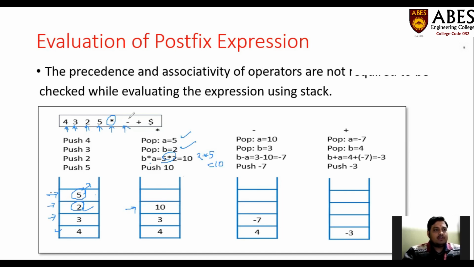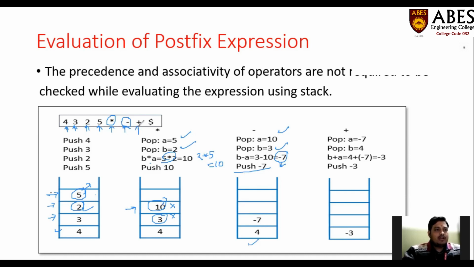Now again, move forward. We have encountered one operator. Again, we will pop 2 elements from the stack, that is, A equals 10 and B equals 3. Now we'll perform B operation A. The operator is subtraction, B is 3 and A is 10. So B minus A, that is 3 minus 10 equals minus 7. Again, we will push this minus 7 back onto the stack. The status of the stack after this operation is minus 7 and 4.